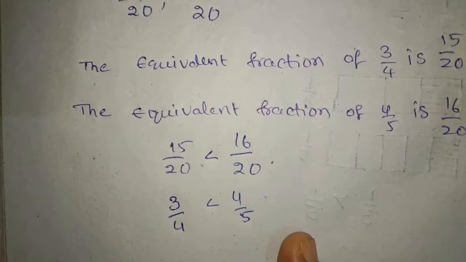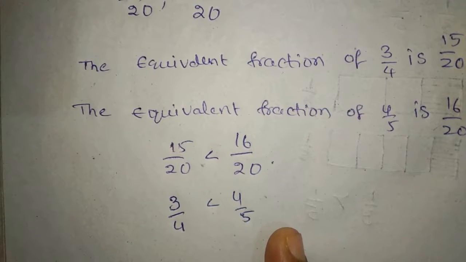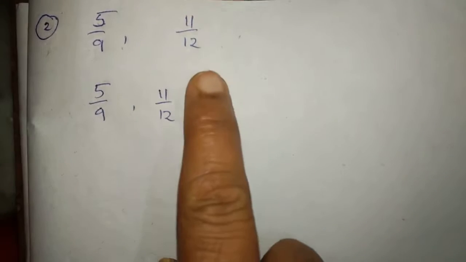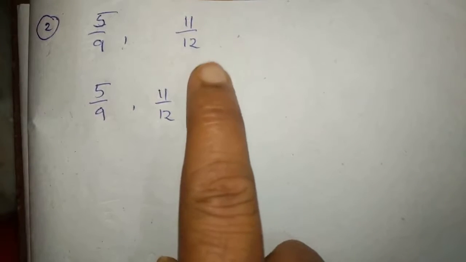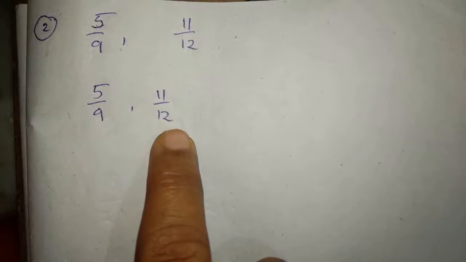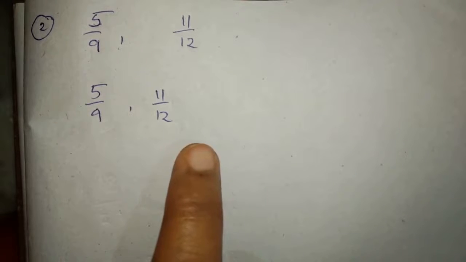But sometimes it is difficult to find the equivalent fractions of the given fractions. Then how to compare the two fractions? Now let us take another example. 5 by 9, 11 by 12. So now how to compare these two fractions? First let us find the LCM of the denominators. That means we have to find the equivalent fractions of these two fractions with the same denominator.